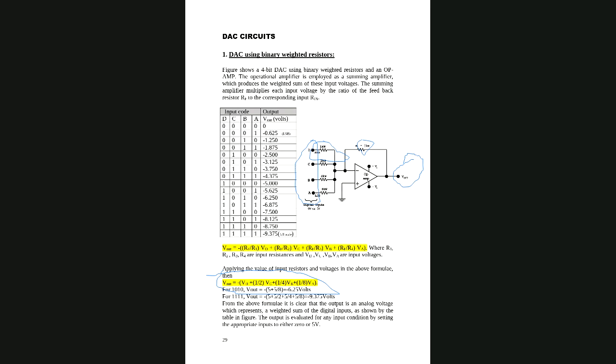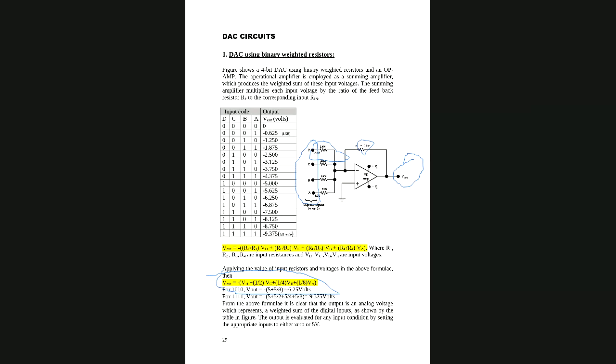Here VA is the least significant bit, so it has the least weight, and VD is the most significant bit, so it has the highest weight. This one is our V out, by the way. So what is the V out? The analog output will be equal to minus VD plus 1 by 2 VC plus 1 by 4 VB plus 1 by 8 VA. Very simple.